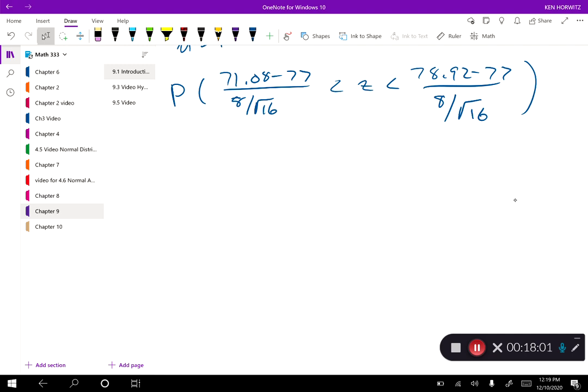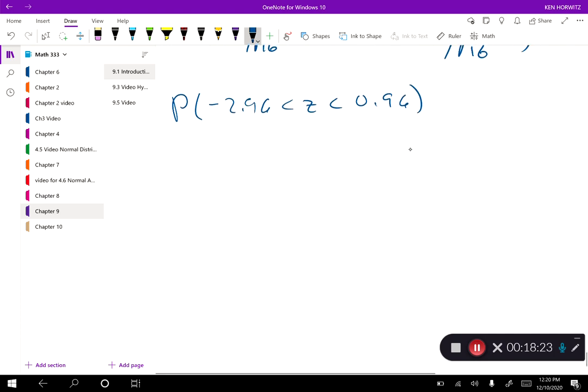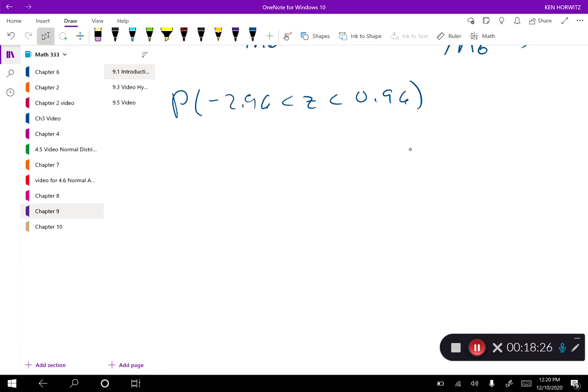All right, so the numbers I got, we need to know the probability that Z is going to be in between negative 2.96 and 0.96. And we've done these kind of problems before with the chart, right? So we need to get the area in between. This will be good review for you guys. Why don't you pause the video, take a moment to look up your area values on the chart to get the area in between, and we'll talk about the answer in just a minute.